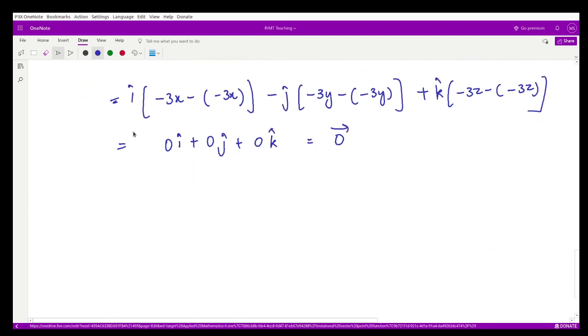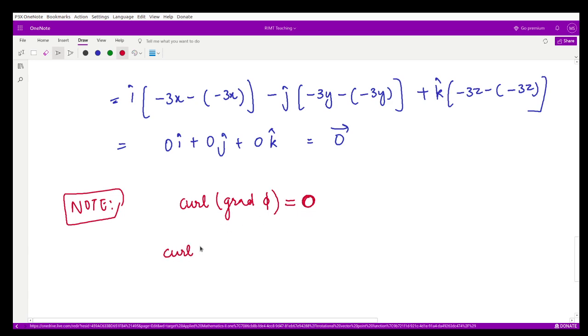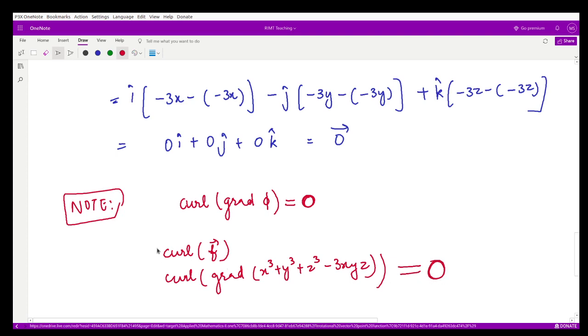Moreover, it is also very interesting to note here the property that whenever you take the curl of the gradient of some scalar point function phi, this is always equal to 0. In this case also, we computed the curl for the vector f, and what was our vector f? Our vector f was the gradient of some function x cube plus y cube plus z cube minus 3xyz. So even without computation, this has to be equal to 0, right? So this is it.